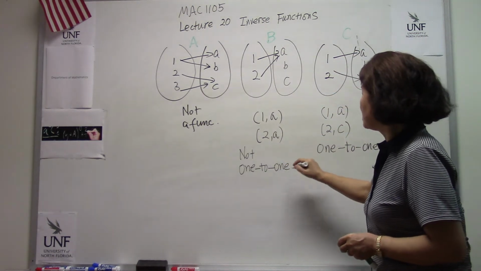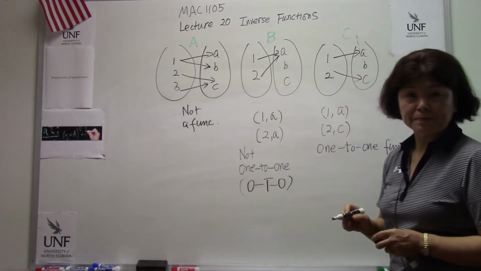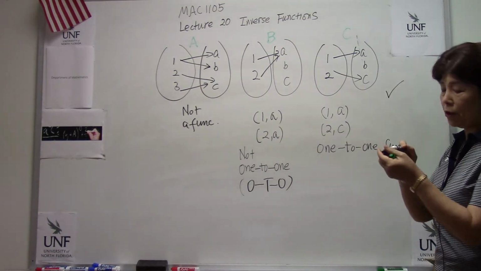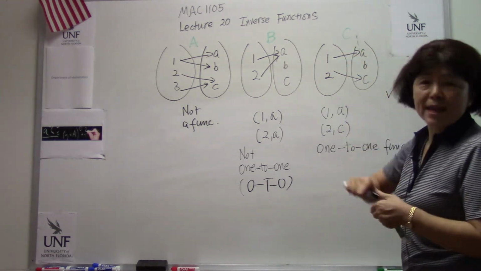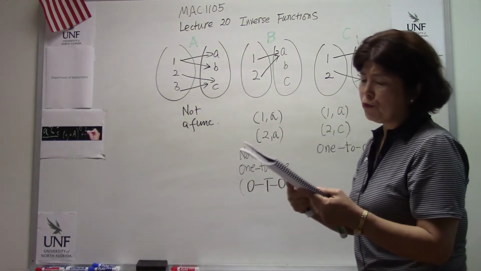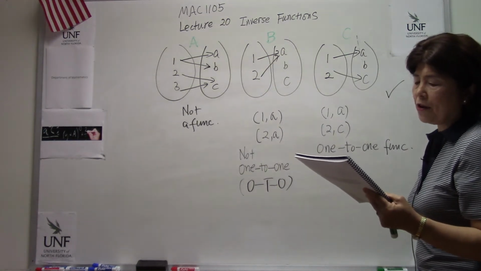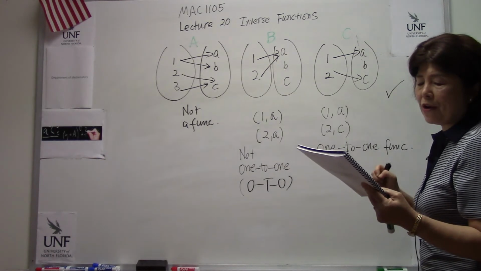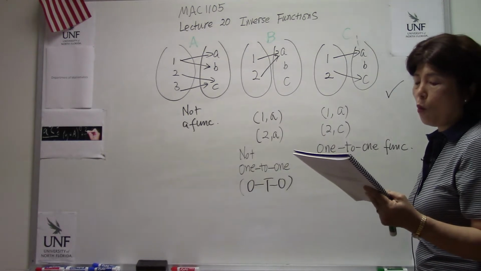One-to-one takes too long to write, so I'm going to abbreviate it as OTO. So today's topic is the one-to-one function, and once the function is one-to-one, then we can make an inverse function. In a one-to-one function, each x value corresponds to only one y value, and each y value corresponds to only 1. So both blanks are for 1.